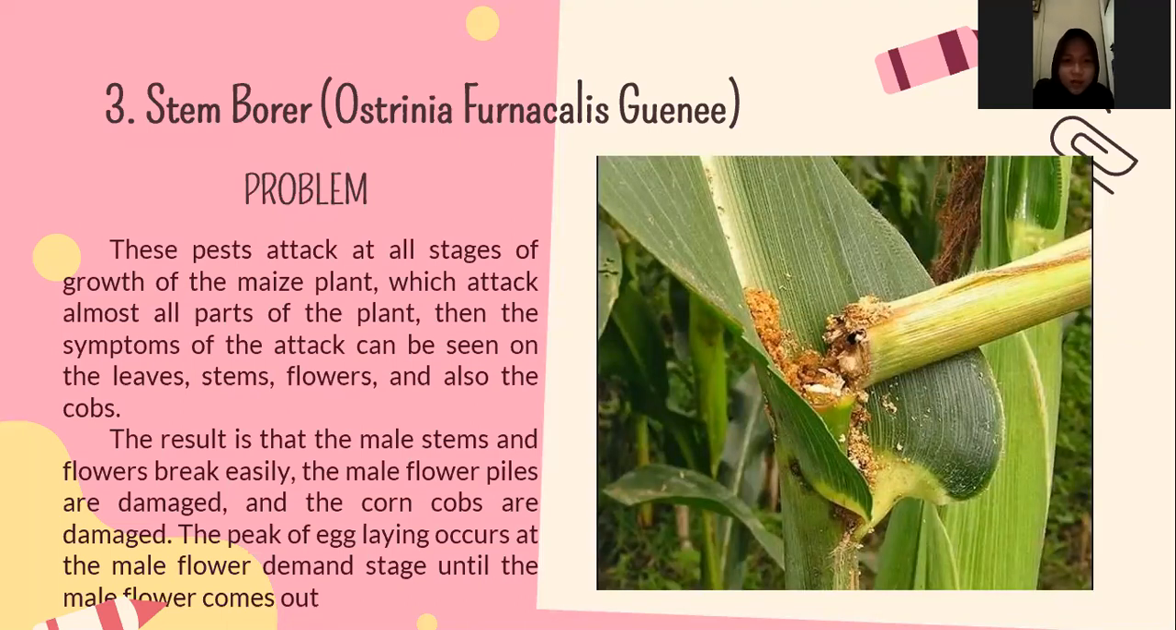The number 3 is the stem borer, or Ostrinia furnacalis Guenée. This pest attacks at all stages of growth of the maize plant, with some of the attack seen on the leaf, stem, flower, and also the cobs. The result is that the male stem and flower break easily. The male flower sheaths and the corn cobs are damaged. The peak of the egg laying occurs at the male flower's main stage until the male flower comes out.